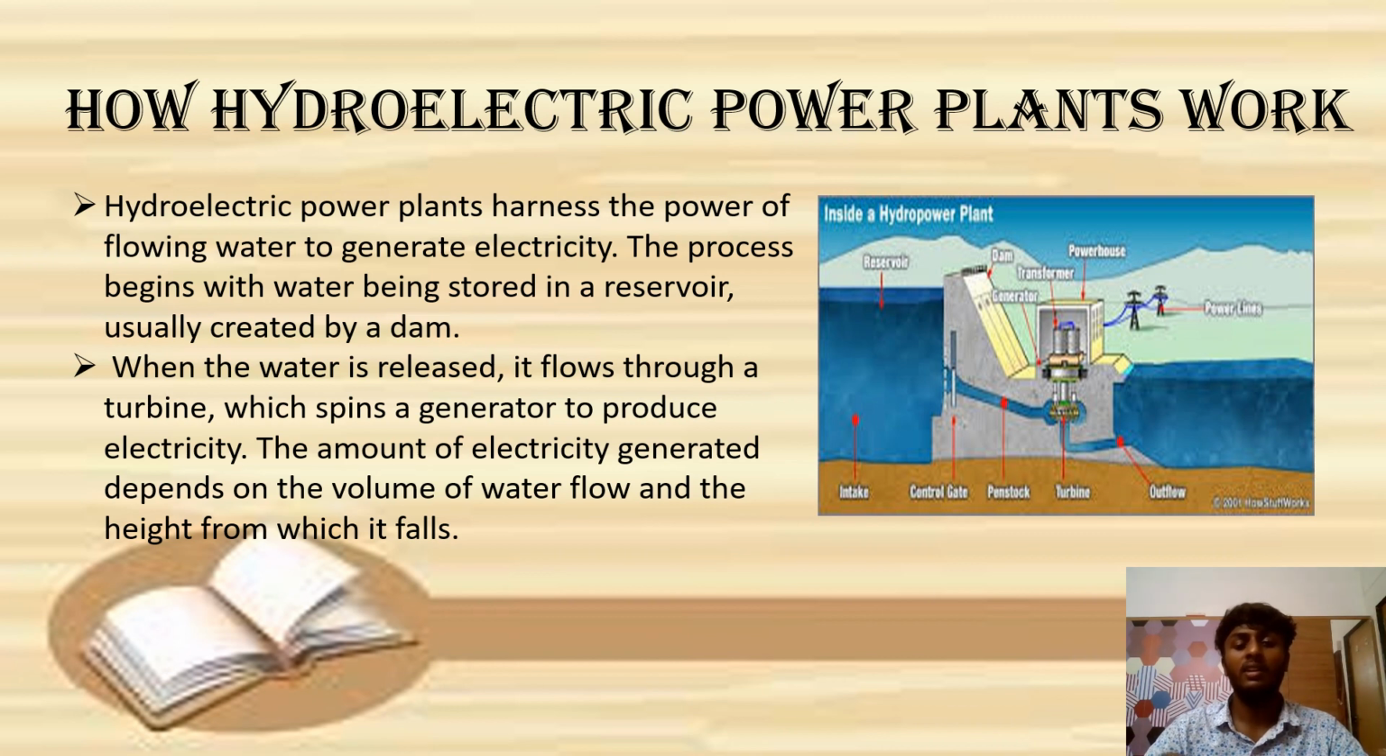Tail race. After passing through the turbines, the water, now reduced in energy, exits the power plant through a canal called the tail race and flows back into the river or downstream section. Hydroelectric power plants are equipped with control systems that monitor and manage the water flow, turbine speed, and electricity generation. These systems help optimize the efficiency and stability of power plant operation.